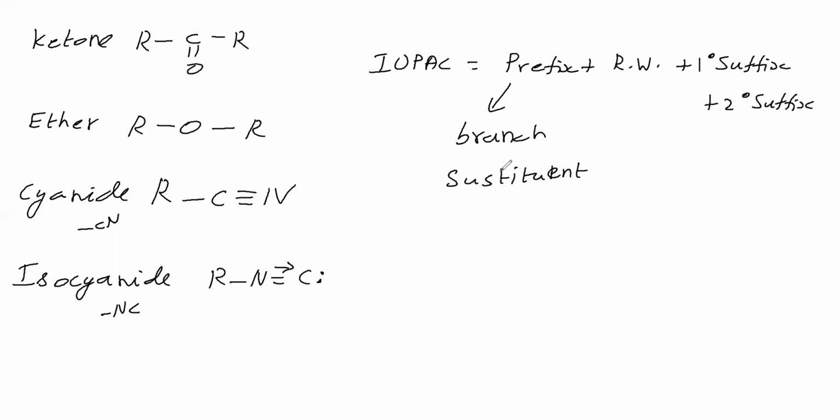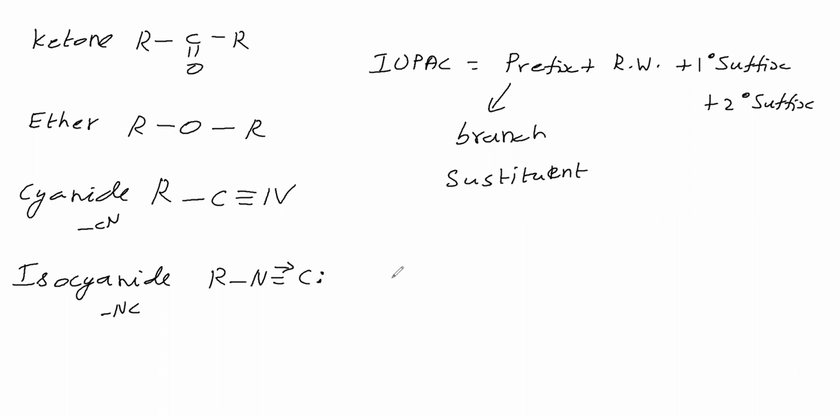Sometimes two functional groups will be there in the given compound. Out of the two, one functional group will come as a substituent. So this is about the prefix. What about the root word? The root word means the parent chain we have to select, and as per how many carbons are there in the parent chain, we have to say the root word.